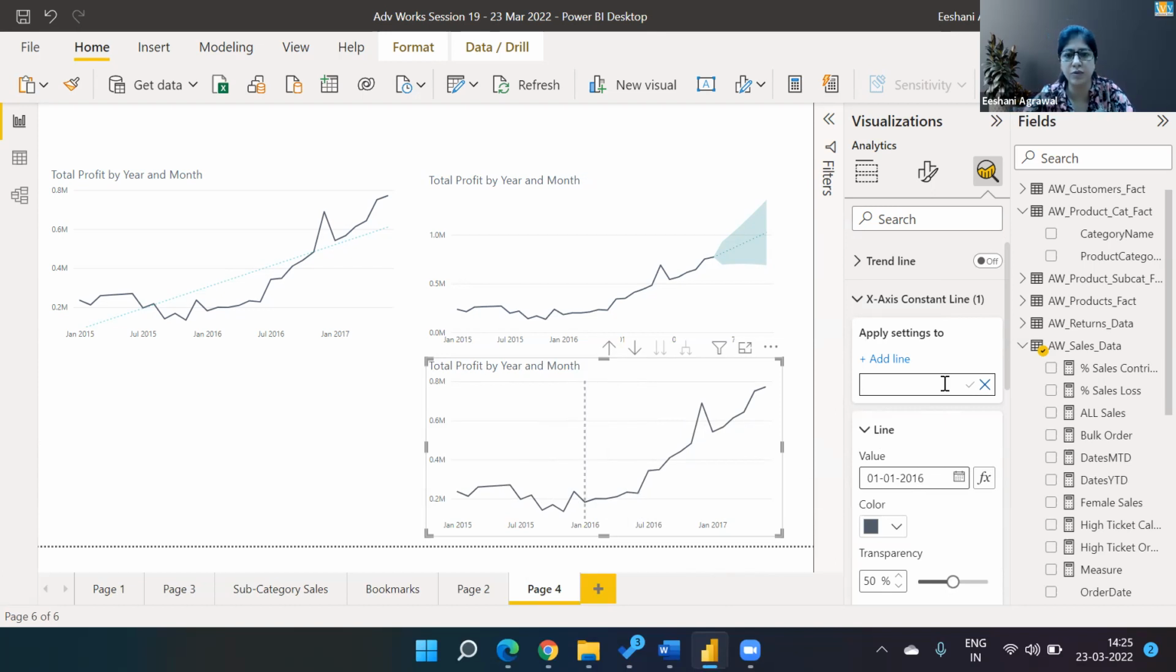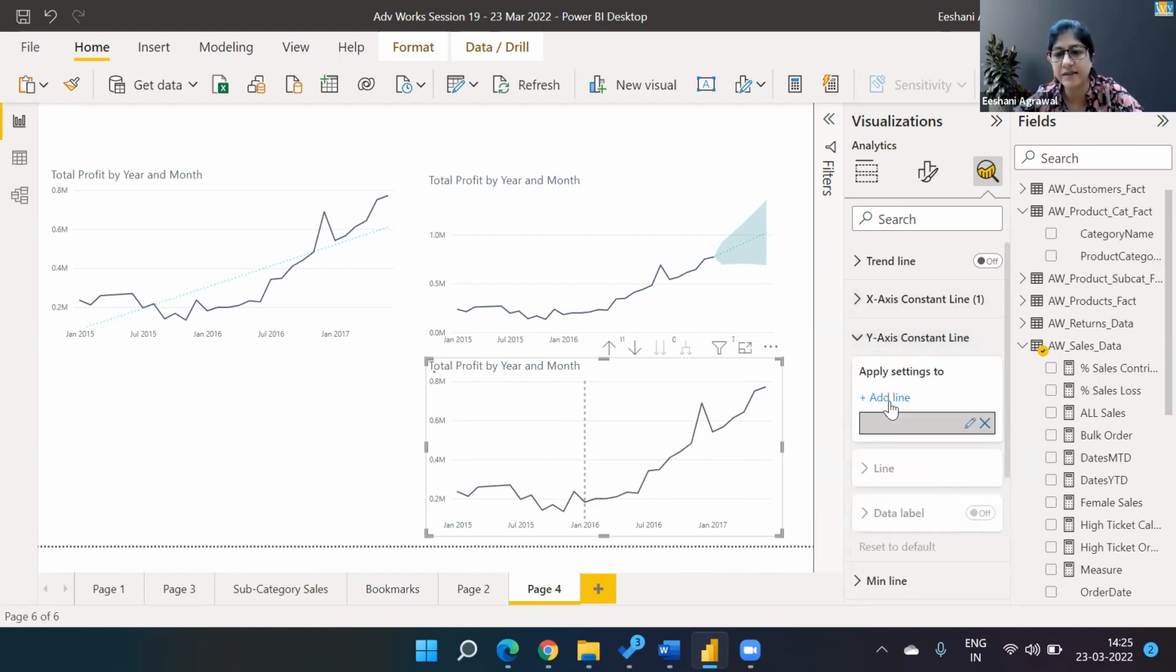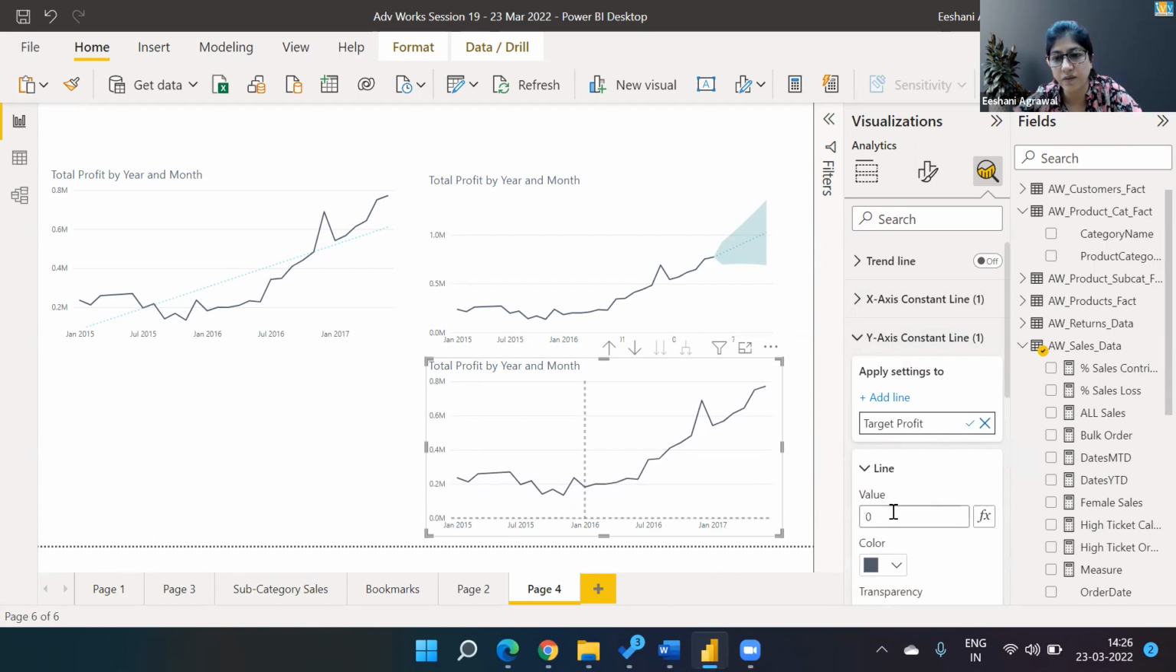If I want to give a name to it, COVID. I know COVID was not there at that time, but just to show you, we can give a name, a value, and a color. Similarly, just like we applied an x-axis line, we can also have a y-axis constant. Let's name it target profit. And then what value do you want to give to this line? Let's say 4 million.